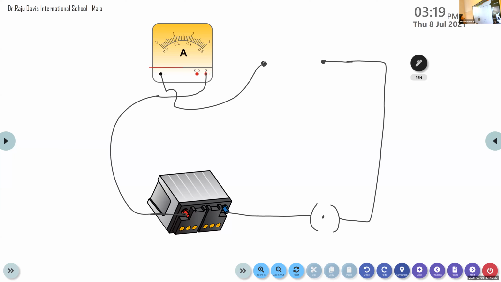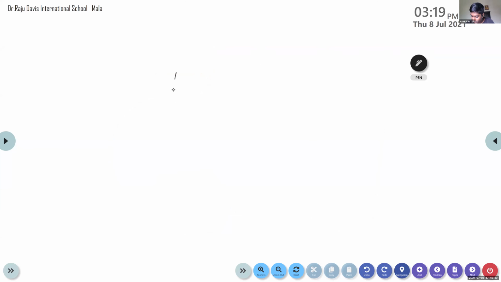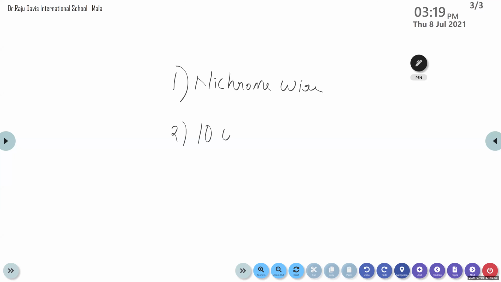In order to do this activity, we use the ammeter, the cell, and the key, and we leave a gap. We can name that gap X and Y. Here we consider three conductors. What are the three conductors? The first one is a nichrome wire. The second one is a 10 watt bulb. The third component is a torch bulb.